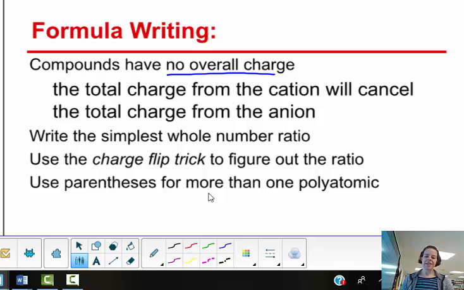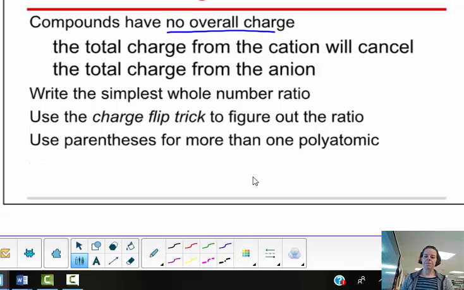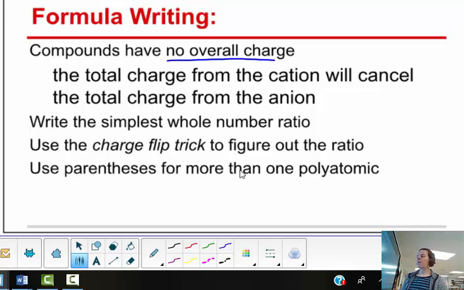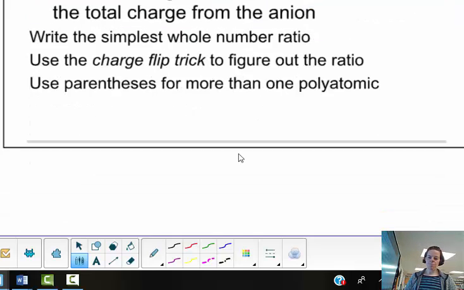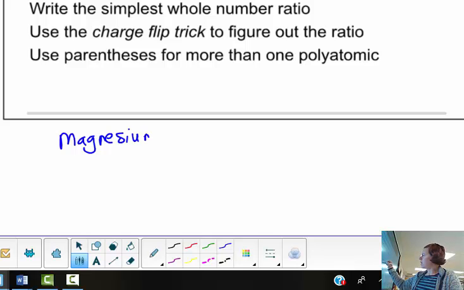Okay, there's a nice little trick I like to call the charge flip trick, and it always works to figure out the ratio. I'll show you that. And then one more thing to note, use parentheses for more than one polyatomic ion. So let me show you an example. Let's say I wanted you to write the formula for magnesium fluoride.